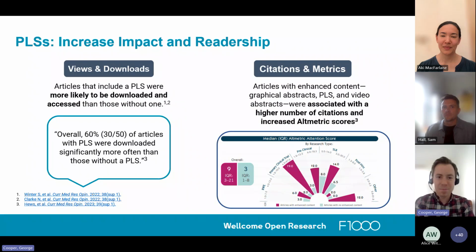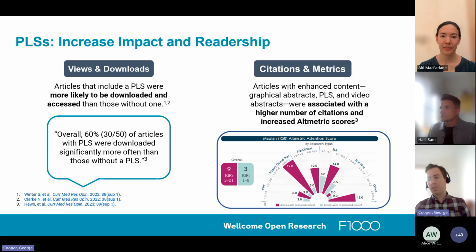Brilliant. So, as Aki said, over the next three slides I'd like to add to what Aki's already presented with a bit of a summary of the current research on the impact of plain language summaries. Full credit to my colleague Kelly Soldarvin at Taylor and Francis, who compiled these research findings. On this slide, I'd like to highlight three studies that suggest some benefits for authors in terms of citations impact in particular and readership, if an author includes a plain language summary in their article.